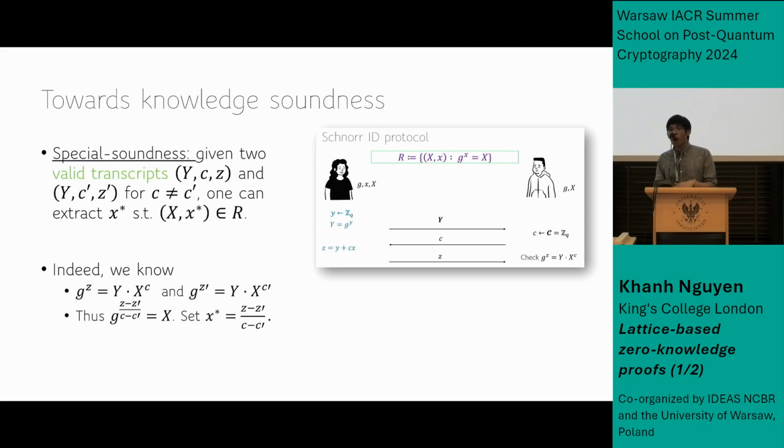Okay? One can extract the valid witness. So that's the property of special soundness. Okay? And in particular for the Schnorr protocol, we can do that.